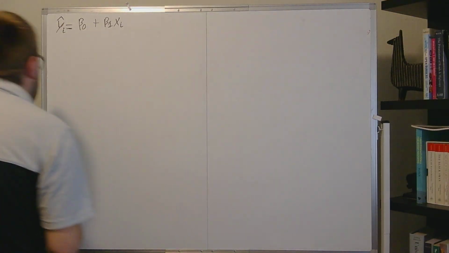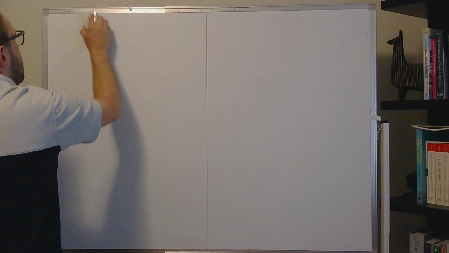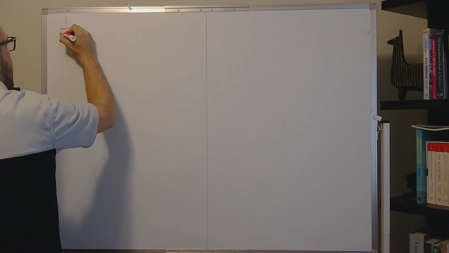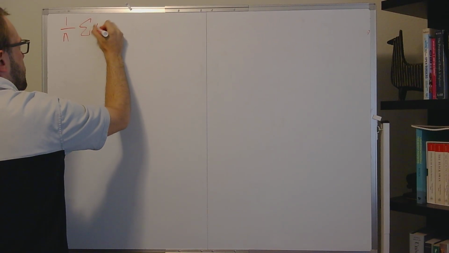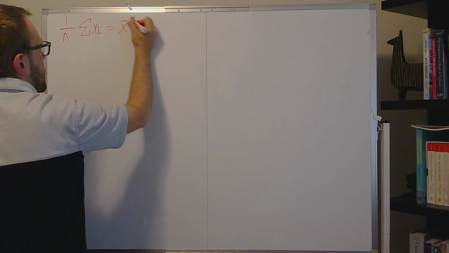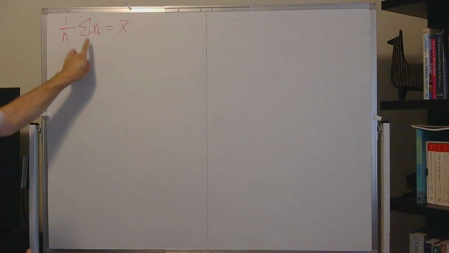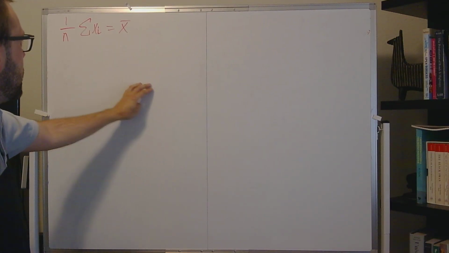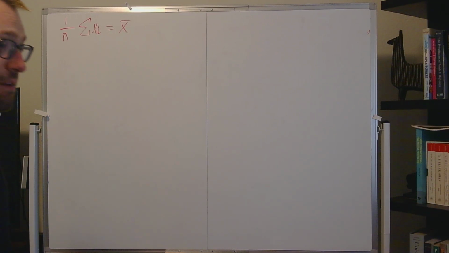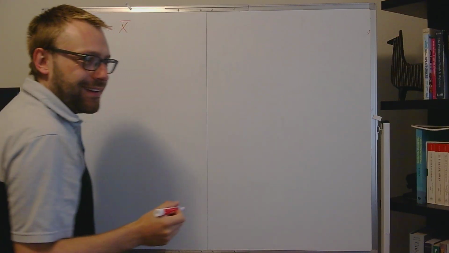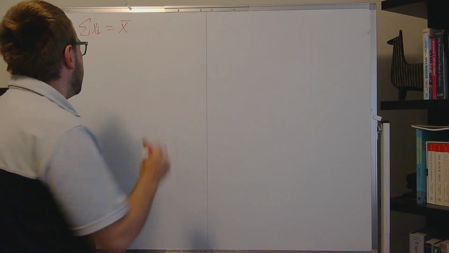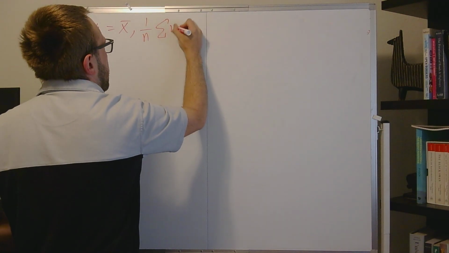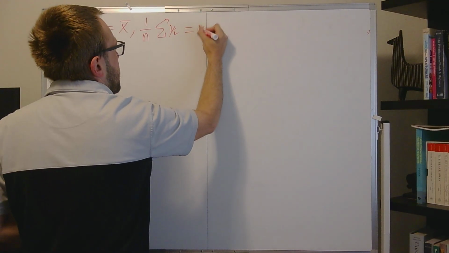So first things first, I want to give you guys some identities. A couple of identities here. 1 over n times the summation of xi equals x bar, the mean of x. So this is just an equation for the mean of x. You sum up all the x values and divide by the number of observations. That's the mean, and that should be no more than review. Same thing, 1 over n times the summation of yi equals the mean of y.